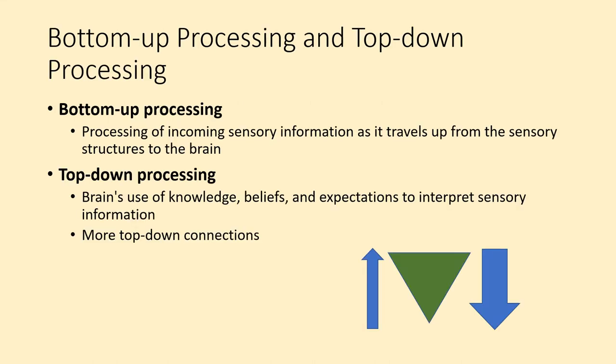Bottom-up processing refers to the processing of incoming sensory information as it travels up from the sensory structures to the brain. Top-down processing, on the other hand, involves the brain's use of knowledge, beliefs, and expectations to interpret sensory information. There are more top-down connections. Because top-down processing is so critical to perception, there are more top-down neural connections than bottom-up connections, about a 10-to-1 ratio.